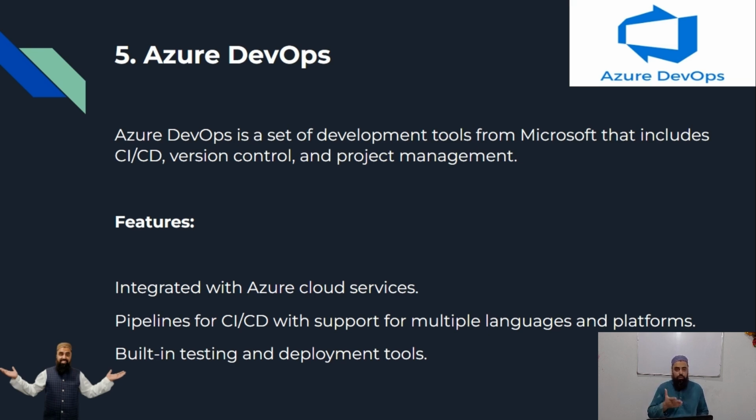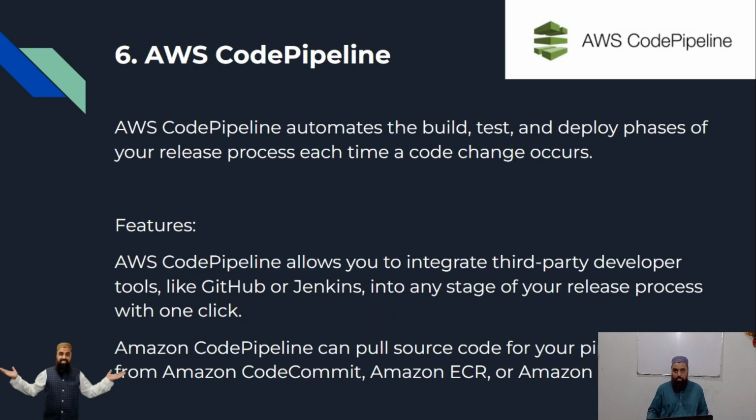If you have your code, your repositories, your infrastructure on Google Cloud Platform, then use that. And number 6 is AWS CodePipeline. If you are hosting your applications and infrastructure on AWS, then you must use AWS CodePipeline because it automates the build, test, and deploy phases of your release. And each time a code change occurs, AWS CodePipeline automatically builds, tests, and deploys your code inside your AWS environment, like AWS container service or Kubernetes service, where you want to deploy.